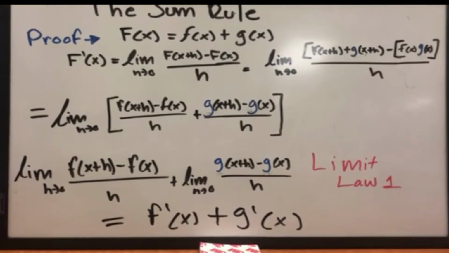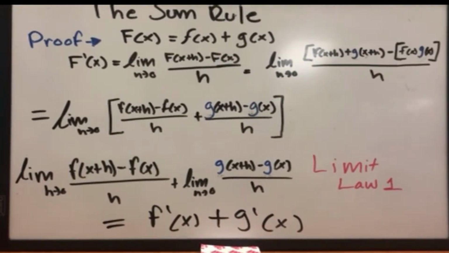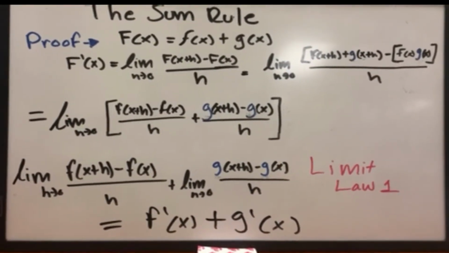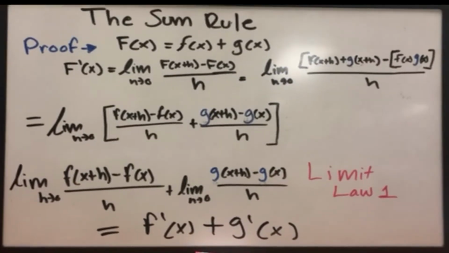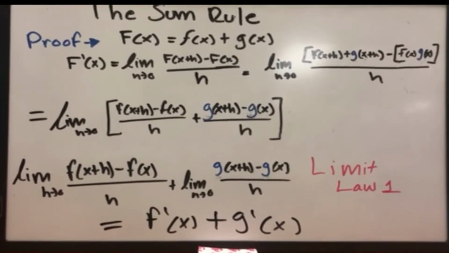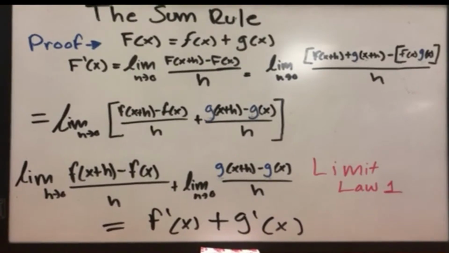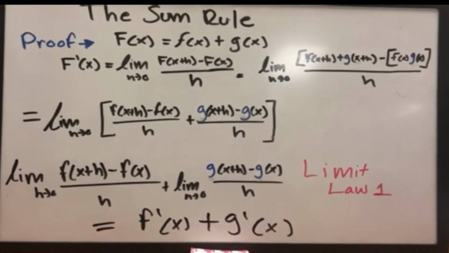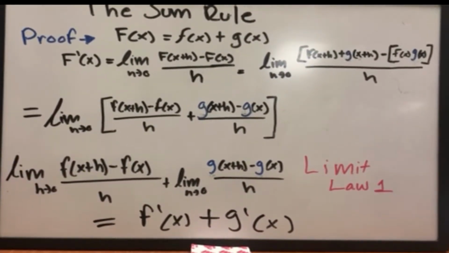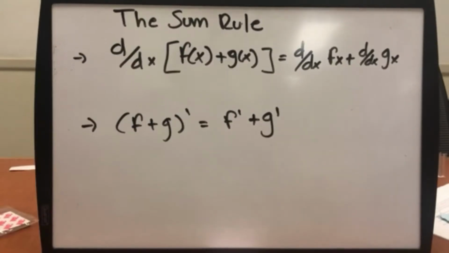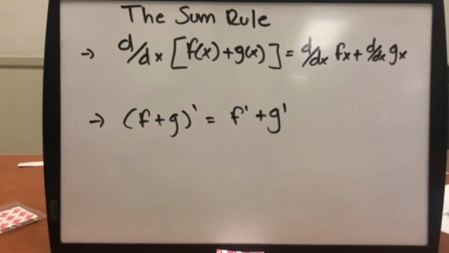Now, since they are separated, we are able to take the limit of each function, which equals f prime of x plus g prime of x, which are the derivatives of each different function. Thanks to the limit law, we're able to do this. The sum rule has two notations.